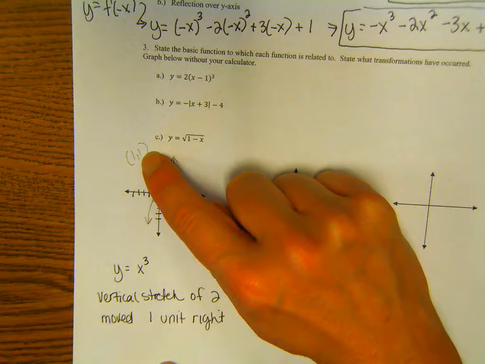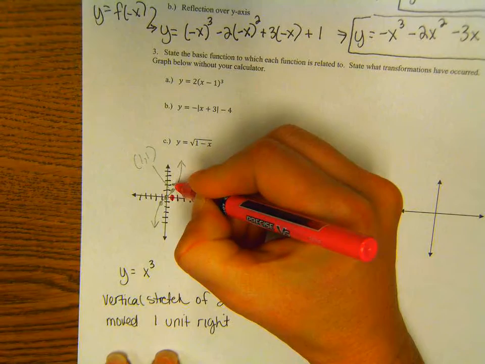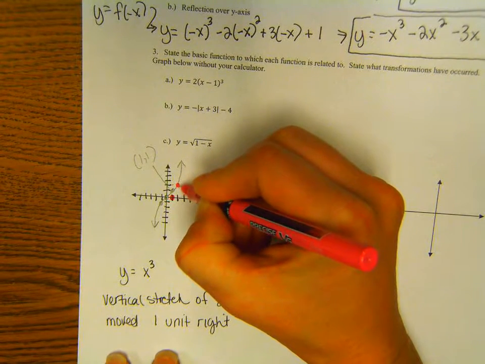And then we move it over 1 unit to the right. So I'm going to stretch it up to 2, move it 1 unit to the right. Now it's going to move over there.